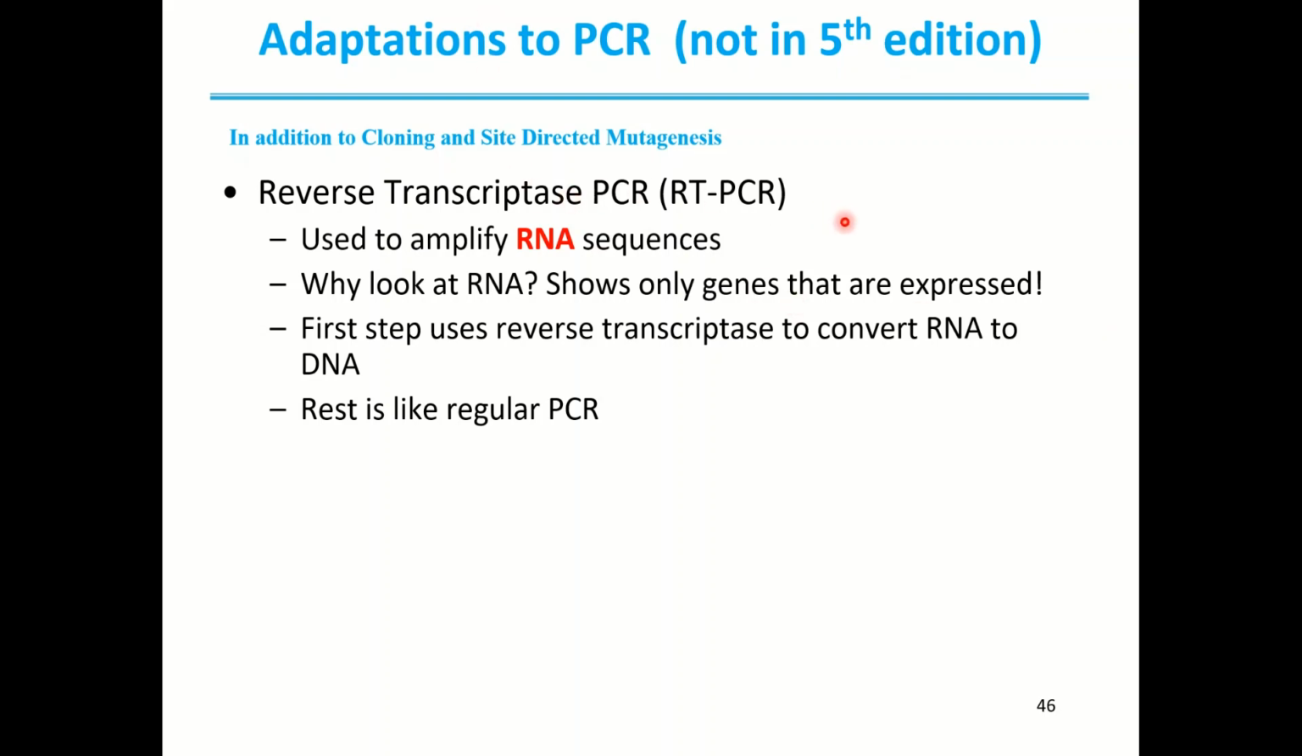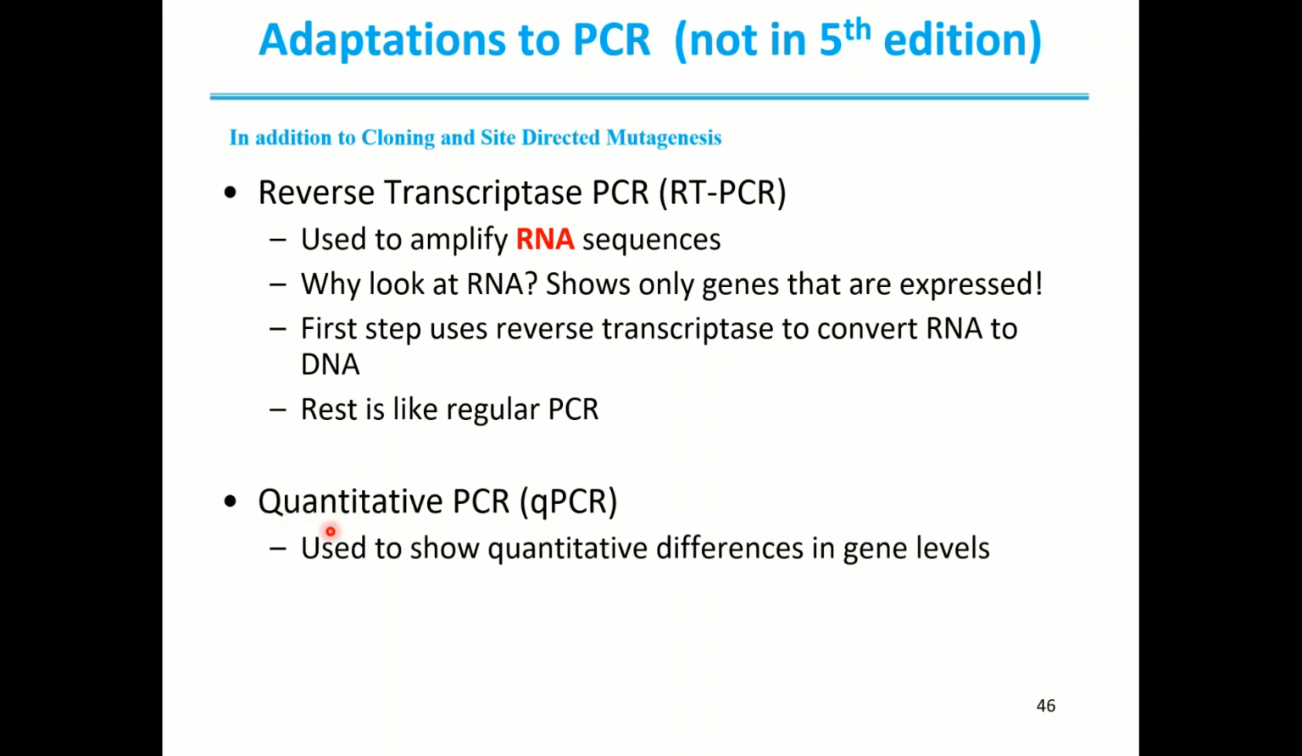So with RT-PCR, the first step uses reverse transcriptase that converts RNA to DNA, and then the rest of it is like a normal PCR where you amplify that DNA that's converted from RNA.